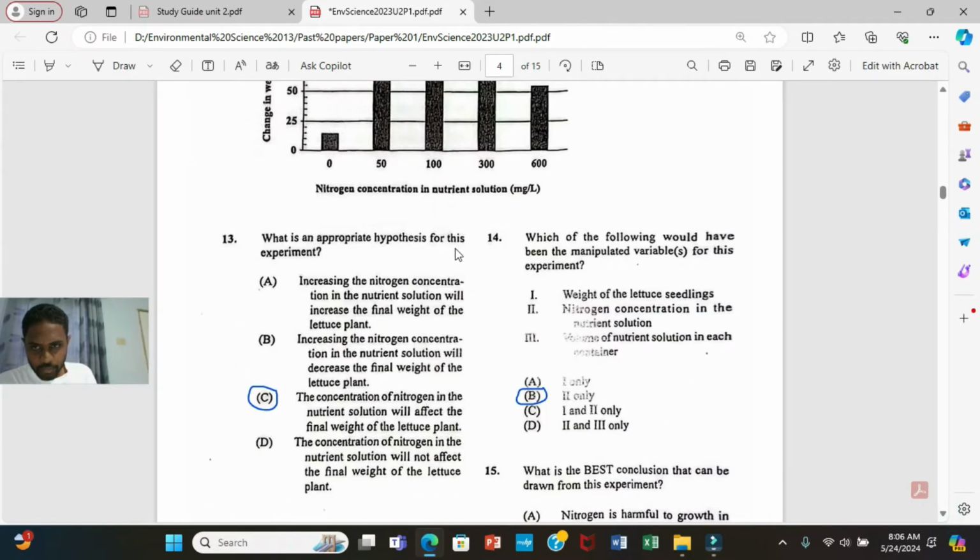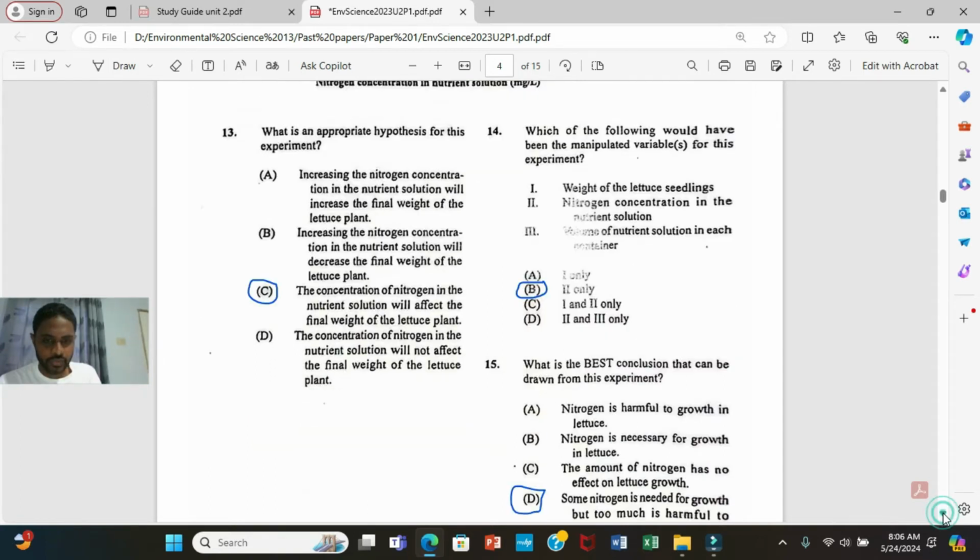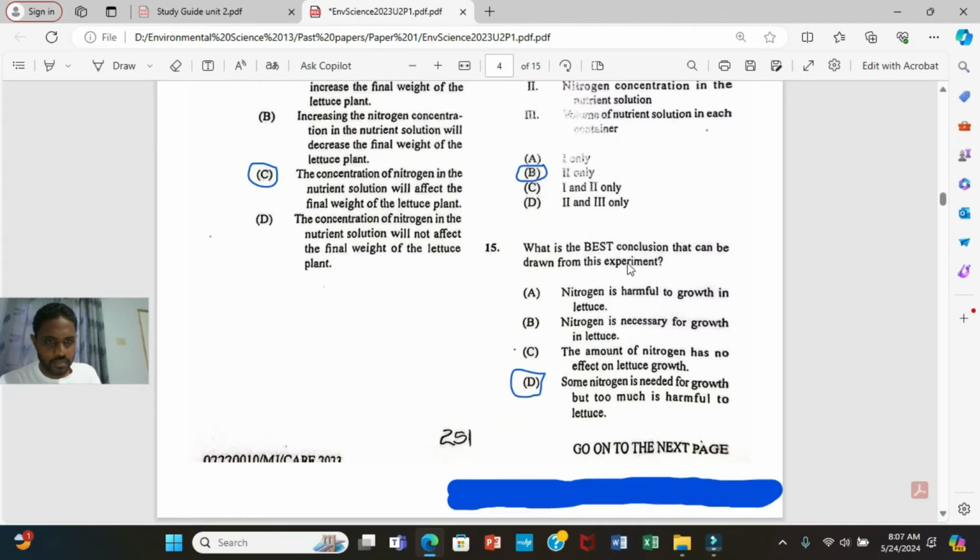Which is an appropriate hypothesis for the experiment? I guess that would be, guys, the concentration of nitrogen in the nutrient solution will affect the final weight of the lettuce plant. Number 14, it says, which of the following would have been the manipulated variable for this experiment? It would be 2 only. Nitrogen concentration in the nutrient solution. All the other factors would remain the same. Number 15, what is the best conclusion that can be drawn from this experiment? The answer would be D. Some nitrogen is needed for growth, but too much is harmful to the lettuce.